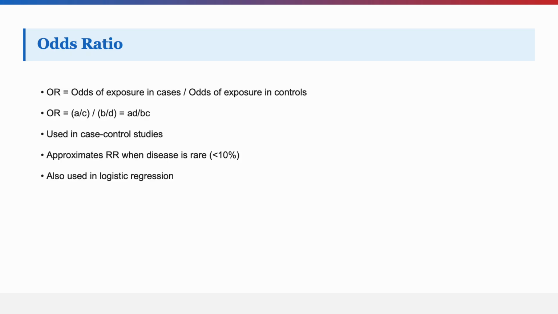Odds ratios are also produced by logistic regression, which is why you see them throughout the medical literature. Multivariable logistic regression produces adjusted odds ratios controlling for confounders. Interpretation is similar to RR: OR equals 1 means no association, OR greater than 1 means increased odds with exposure, OR less than 1 means decreased odds. But remember, odds and risk aren't the same thing, so be careful with language.